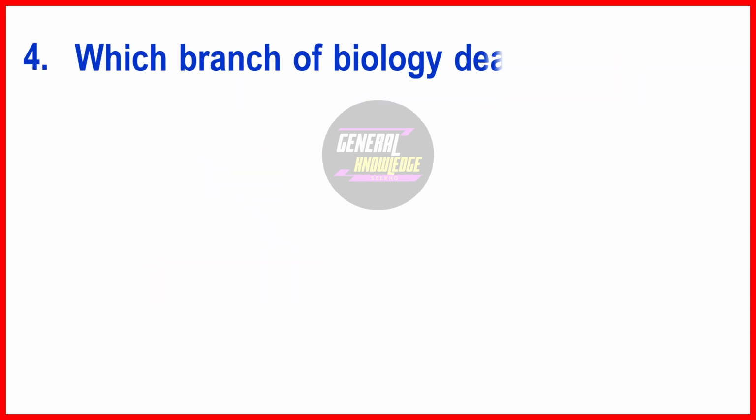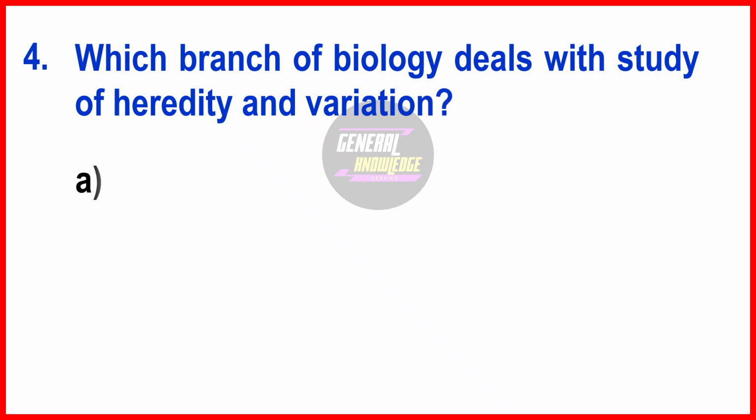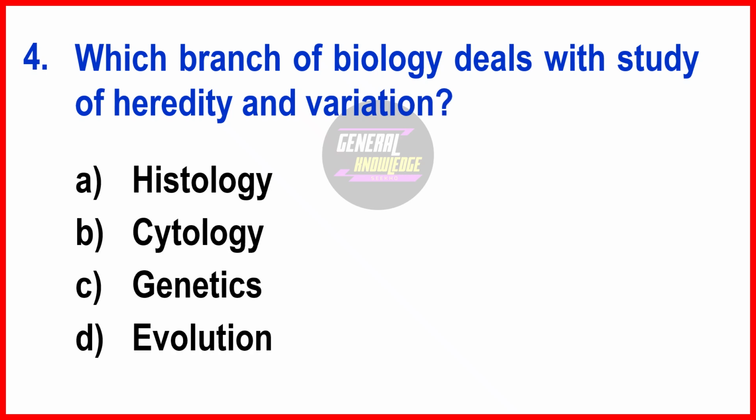Question number 4. Which branch of biology deals with study of heredity and variation? The right answer is option C, genetics. Genetics focuses on how traits are passed from parents to offspring and how these traits can vary within a population. It delves into the study of genes, DNA, and their role in inheritance.